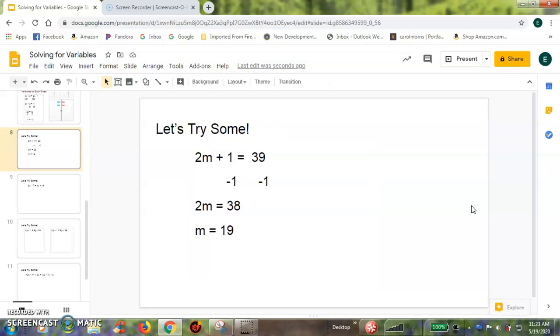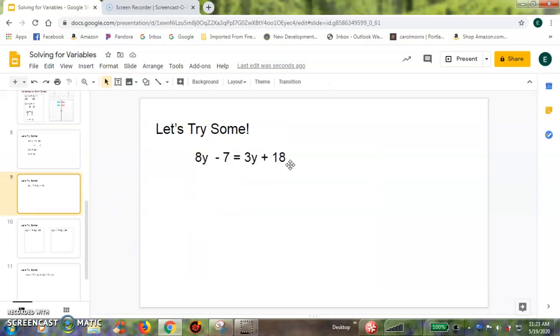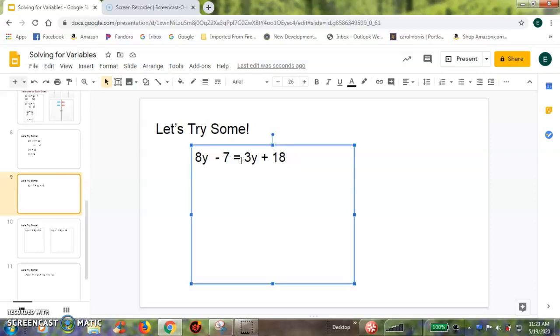Let's try another one. This time we have variables on both sides of the equation. I'm going to get this 3y off this side. By the way, I could get the 8y off this side, but I like to be left with positives. I'm going to show you in the next slide how to do it 2 ways and show you that either way you do it, you end up with the same answer. Again, I'm doing some of this in my head. So I'd be left with 5y minus 7 equals 18.